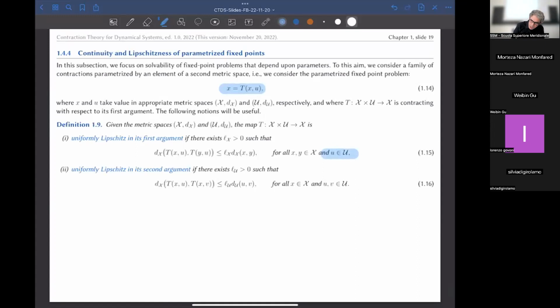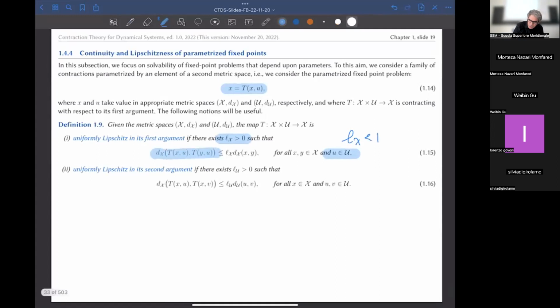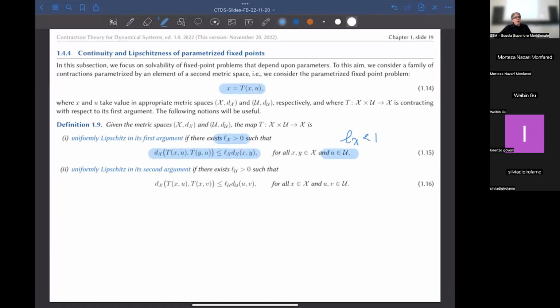there exists a single L, and later on, I'm going to assume this Lx is less than 1. And my map T is Lipschitz uniformly in U, which means no matter what U is, I'm still Lipschitz in X, and I can construct a constant Lx, which is my Lipschitz constant. Next, I am going to also define the concept of being Lipschitz with respect to the second argument. So now I keep X fixed and I change U.